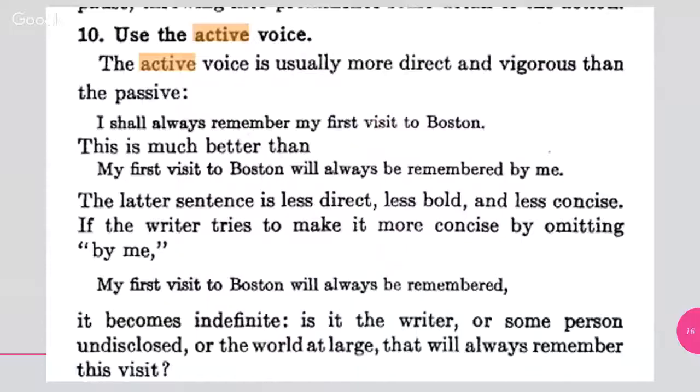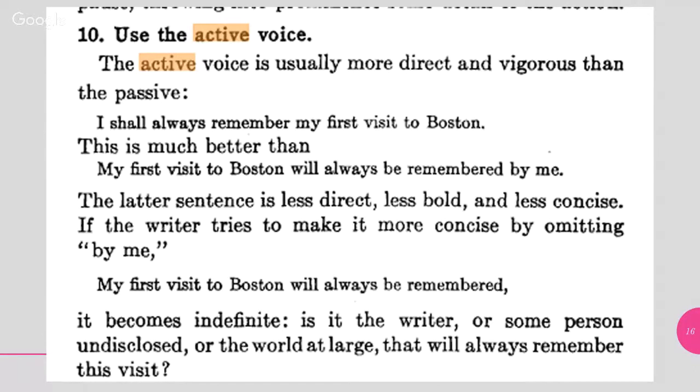Use the active voice. The active voice is usually more direct and vigorous than the passive. I shall always remember my first visit to Boston is better than My first visit to Boston will always be remembered by me. The latter sentence is less direct, less bold, and less concise. If the writer tries to make it more concise, My first visit to Boston will always be remembered is the sentence you get if you drop by me.